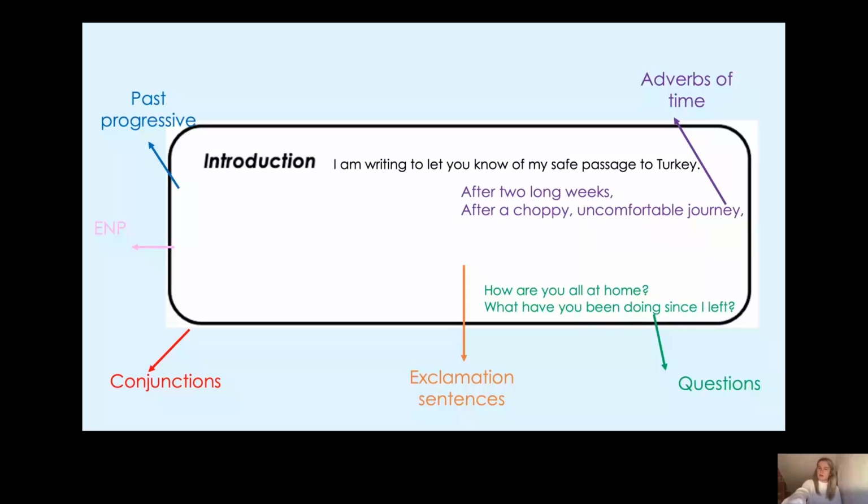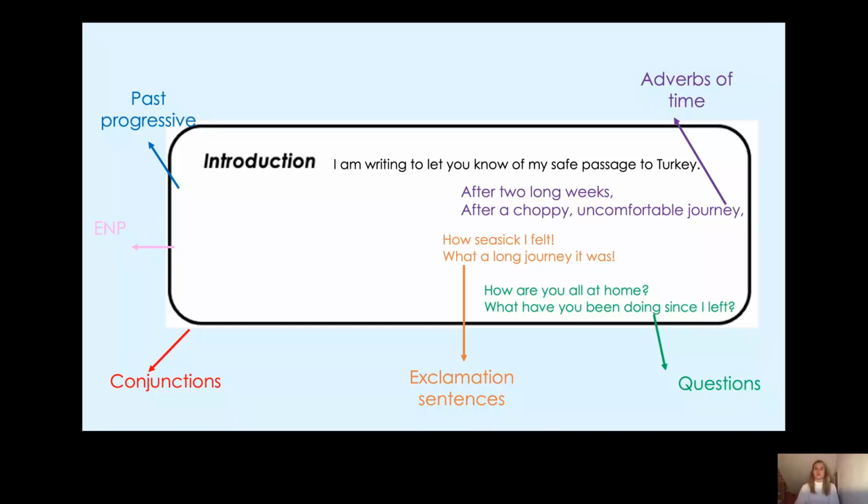So I'm going to write the exclamation sentences. How seasick I felt. I've used the pronoun I there because I am acting as Florence Nightingale. How seasick I felt. So that's starting with how. And then what a long journey it was, because it was 2 weeks, wasn't it? So there you go. There are 2 exclamation sentences that I would like to use in my introduction.